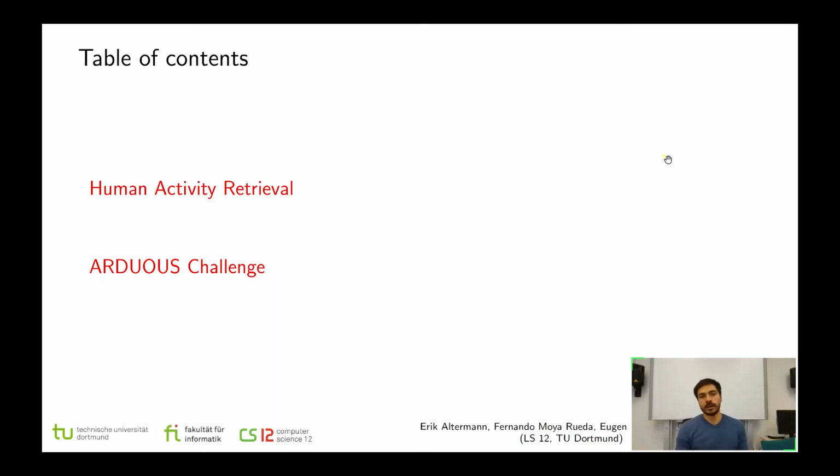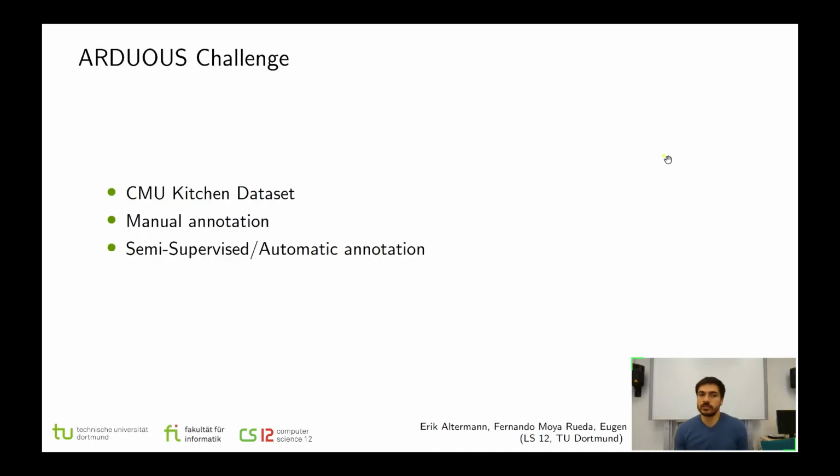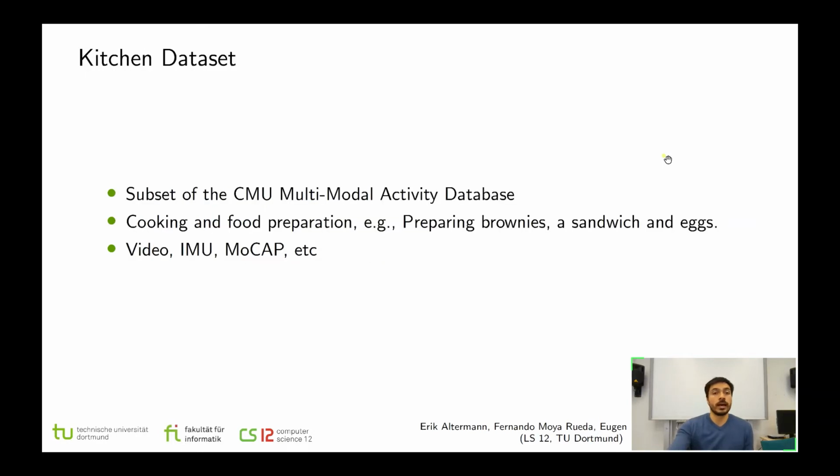Thank you so much, Eric. So, regarding the ARDUOUS challenge, the idea of the challenge is to demonstrate a solution for annotating the CMU kitchen database. In this case, there are two modes of annotation: the manual annotation or a semi-supervised or automatic annotation. The kitchen dataset is a subset of the CMU multimodal activity database, and it consists of recordings of humans preparing some recipes, in this case brownie, sandwich, or eggs.